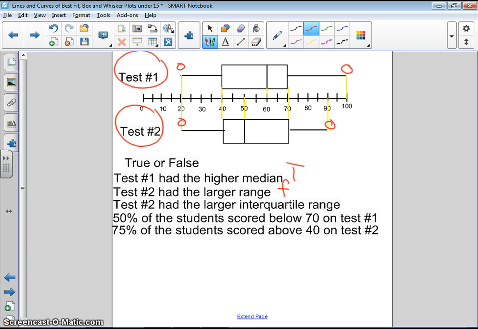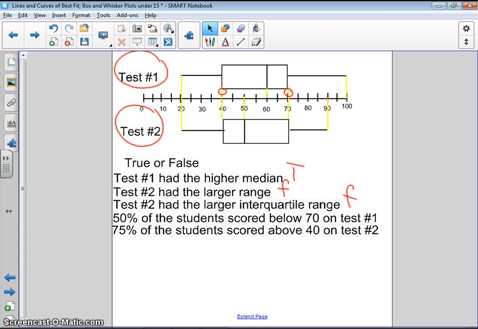The next statement says test number 2 had the larger interquartile range. Remember, the interquartile range is the distance from the right side to the left side of the box, or how wide is the box. The interquartile range for both of these goes from 70 to 40. They both have an interquartile range of 30, so this statement is going to be false. One's not bigger than the other. They're both the same.